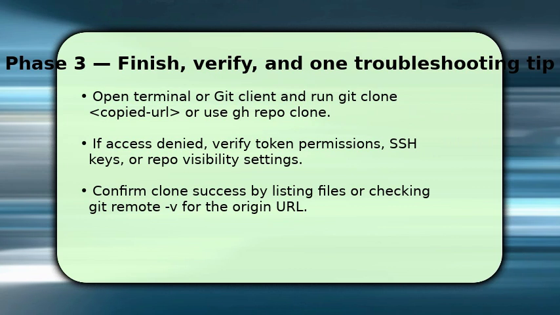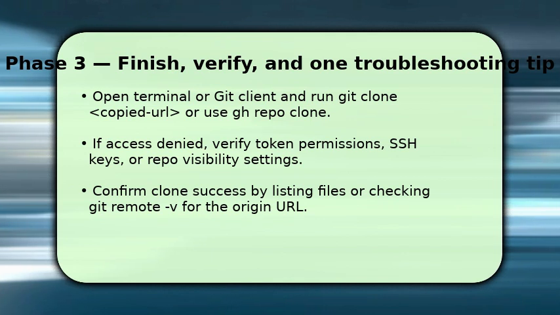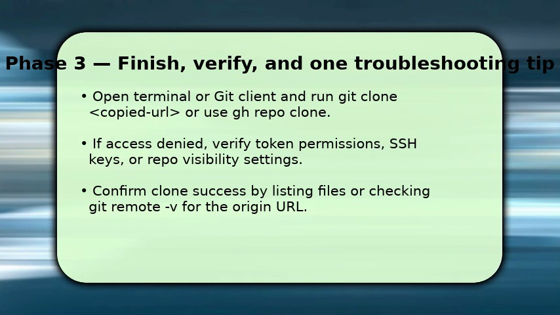If you get an access denied error, check token scopes, ensure your SSH key is added to GitHub, and verify repository visibility. Adjusting those typically resolves permission failures. Finally, retry the clone.